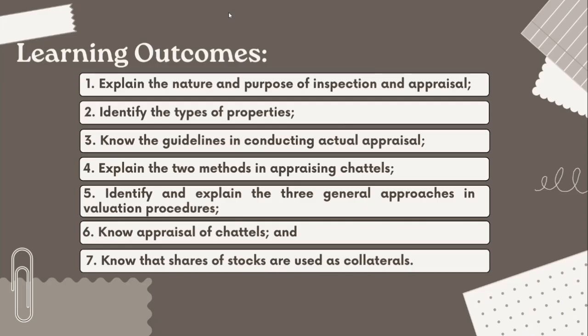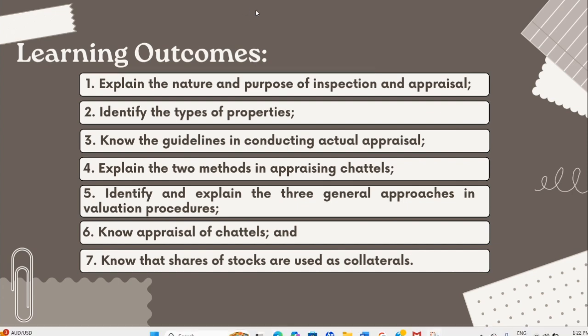Now let's proceed to the learning outcomes of this presentation. Number 1, explain the nature and purpose of inspection and appraisal. 2, identify the types of properties. 3, know the guidelines in conducting actual appraisal. 4, explain the two methods in appraising chattels. 5, identify and explain the three general approaches in valuation procedures. 6, know appraisal of chattels. And 7, know that shares of stocks are used as collaterals.